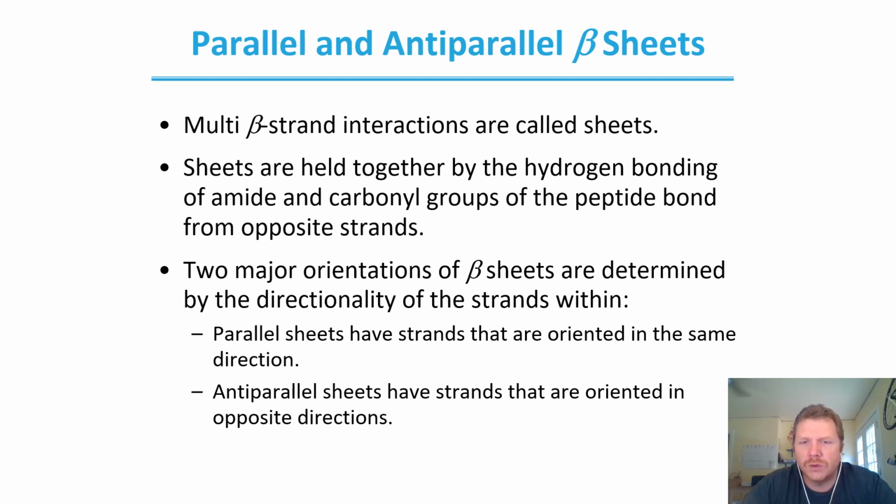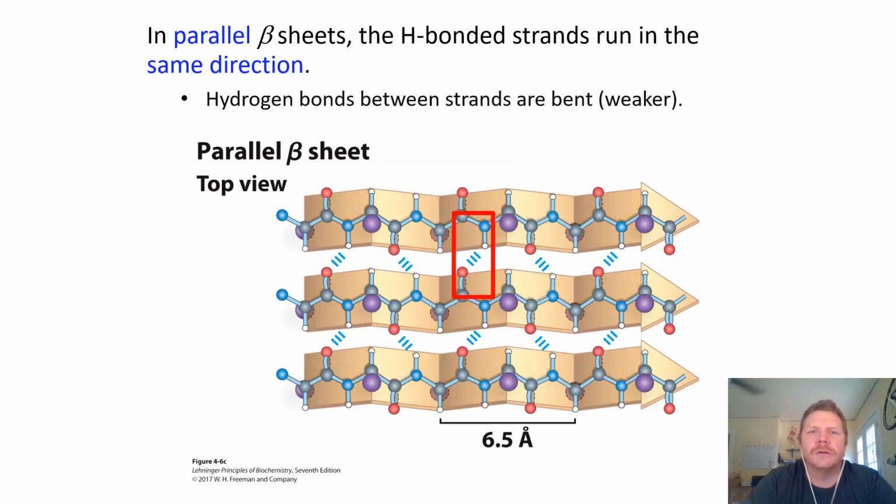Anti-parallel sheets have strands that are oriented in opposite directions. Okay, so parallel, the strands are going in the same direction. So what that might look like: let's look at this strand right here. Now, let's say that this is the N termini and this is the C termini. Actually, I'm just going to abandon that because I can't really do that well enough. We'll just move on and I'll draw when I need to.